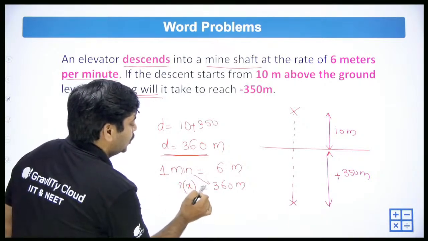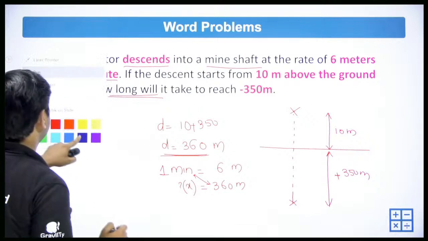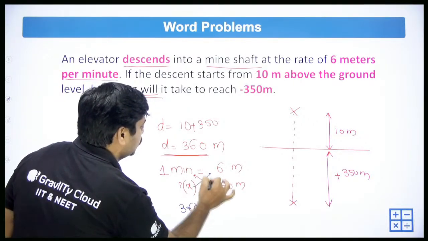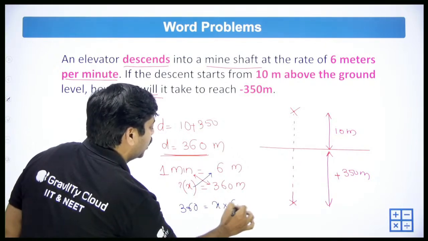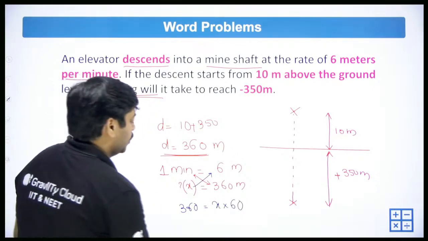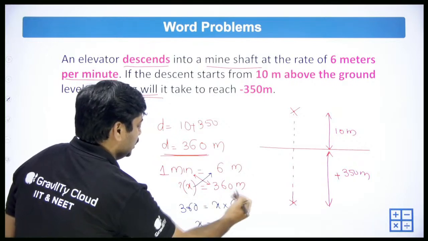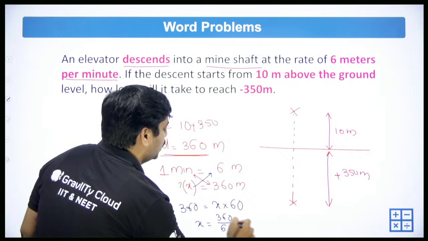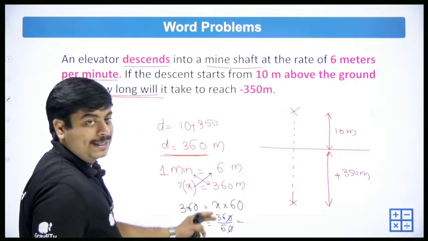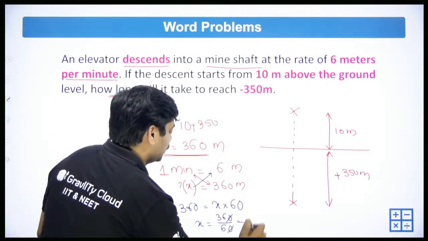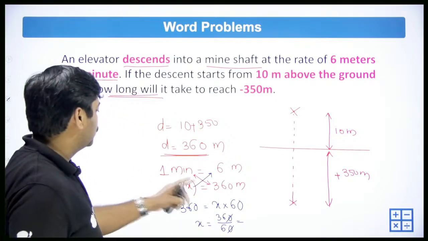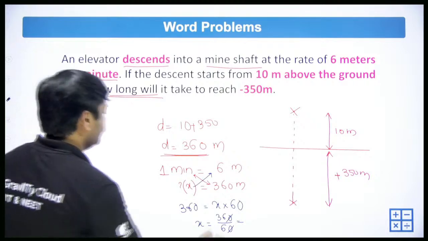1 into 360, which is 360, is equal to x into 6. So how can you find x here? The value of x will be 360 divided by 6. Sorry, once again, 360 is equal to x into 6, not 60, it is 6.